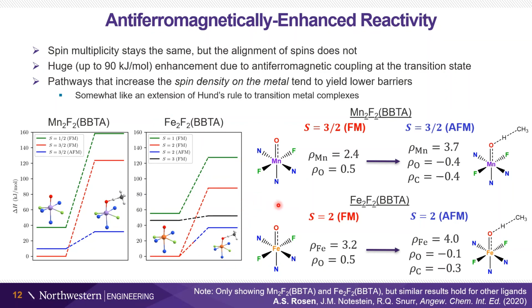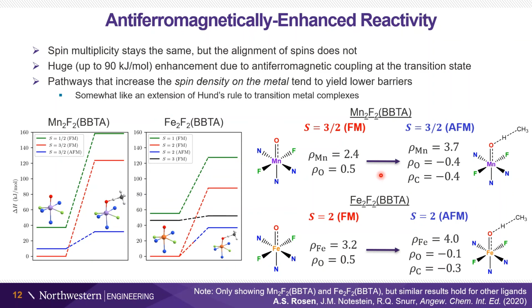And so what I just want to reemphasize is that the spin multiplicity is not changing here throughout the mechanism. What is changing is the alignment of those electrons. So the net number of unpaired electrons stays the same, but the alignment differs, and that has a huge effect on the kinetics. One way to rationalize this phenomenon is that pathways that increase the spin density on the metal center tend to yield the lower barriers.